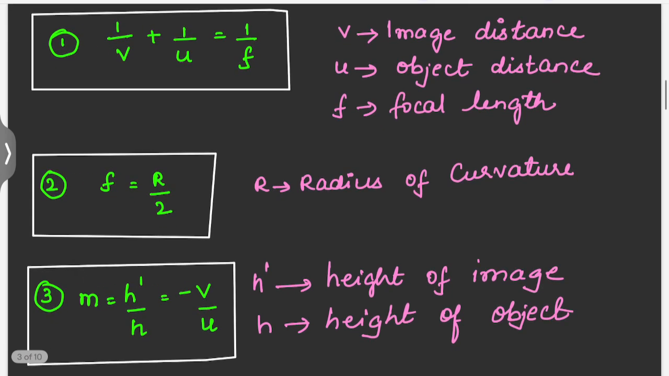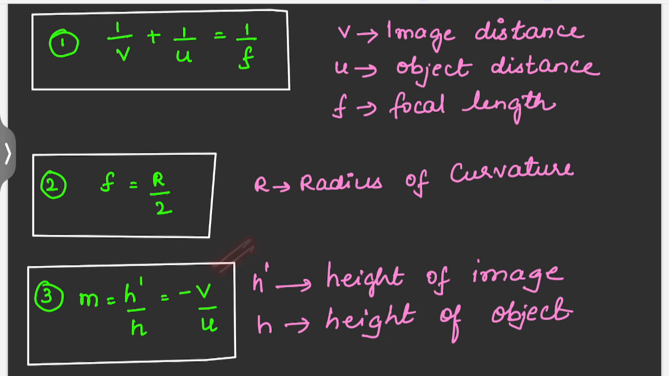Make a note of this. The first formula is called the mirror formula: 1 by V plus 1 by U is equal to 1 by F, where V is called the image distance, U is called the object distance, F is called the focal length. The second formula is F is equal to R divided by 2, where R is called the radius of curvature and F is called the focal length.